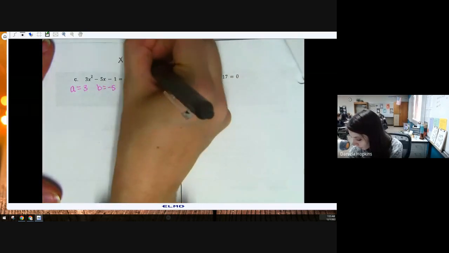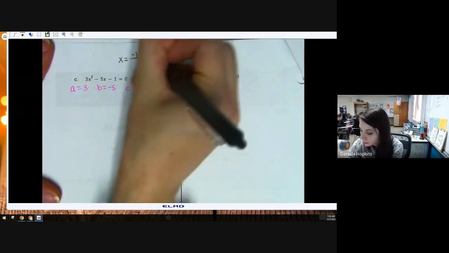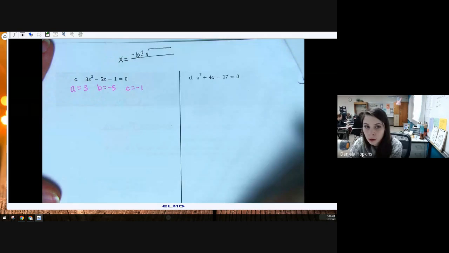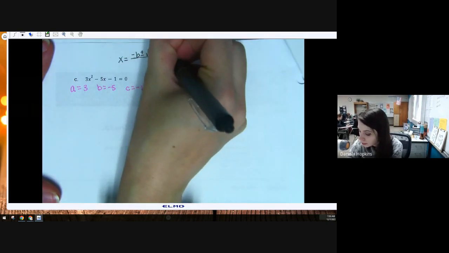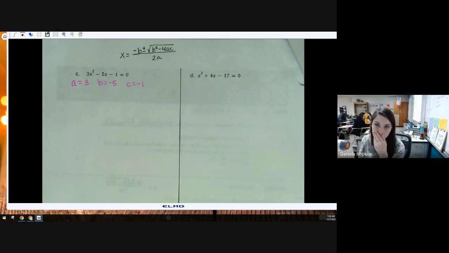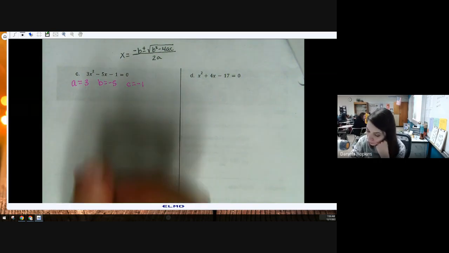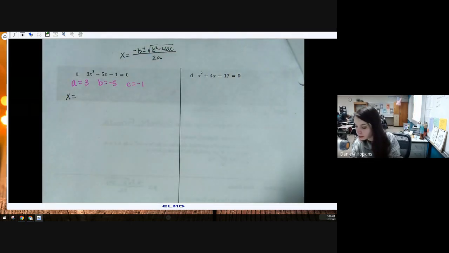So it's one whole fraction, negative b plus or minus the square root of b squared minus 4ac all over 2a. So for 1 point on a test, I would start by just plugging these in.